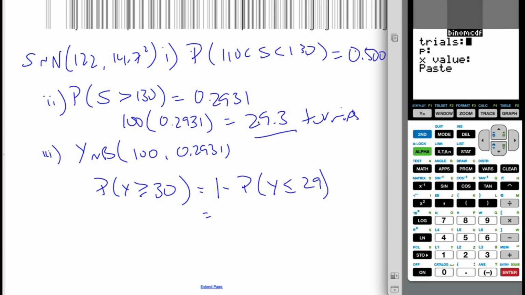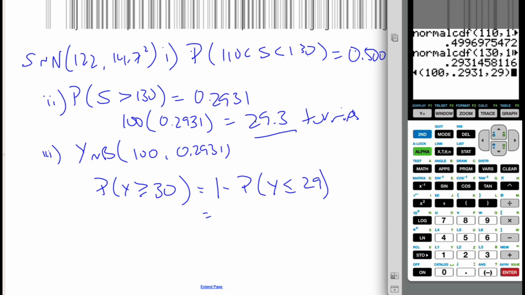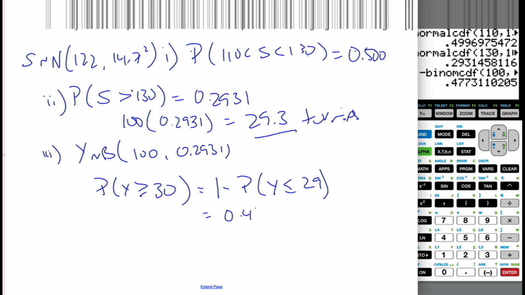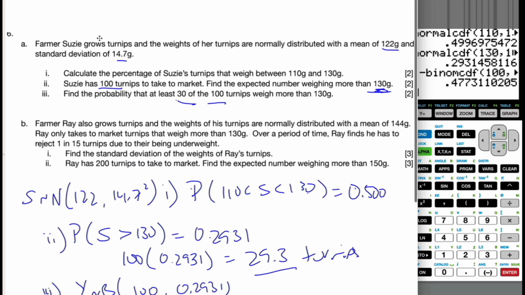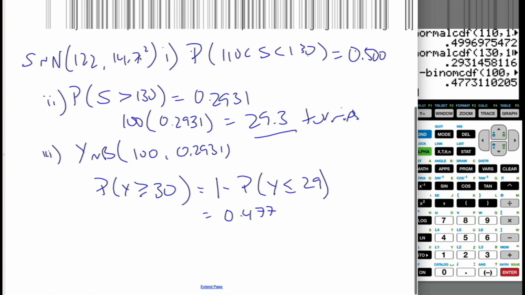And so now I can simply go to my calculator, 1 minus the probability of binomial CDF. I have 100 trials. My probability is 0.2931. My x value is 29. And so I get 0.477 as the probability that at least 30 will weigh over 130 grams.